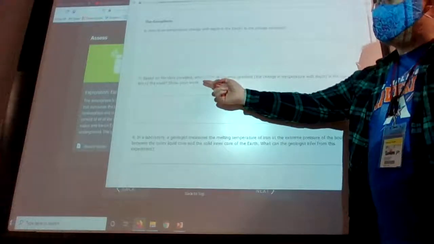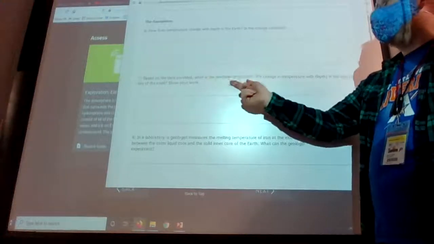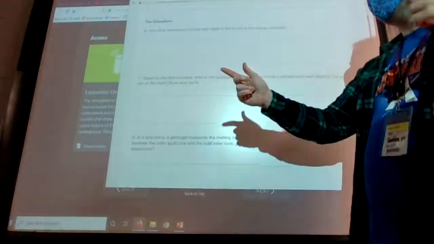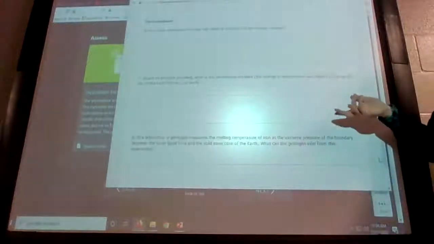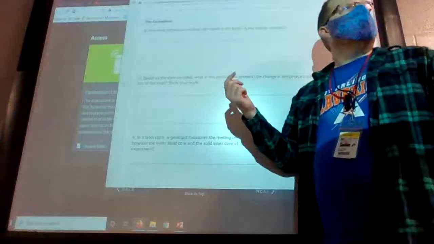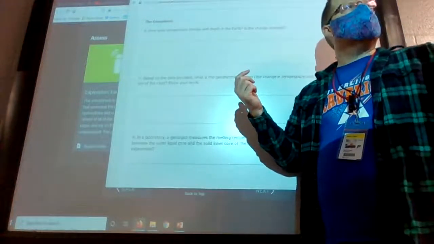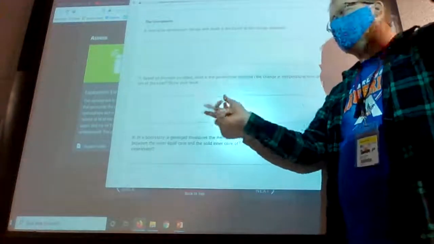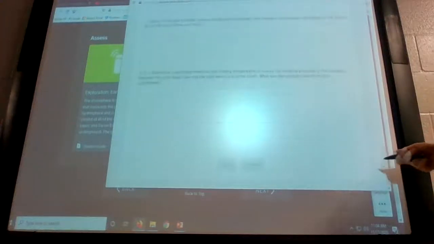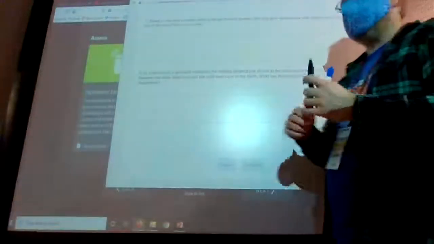Based on the data provided, so they gave us the data, what is the geothermal gradient, the change in temperature with depth for the top 20 kilometers of the crust? Obviously, you can't really show your work on that because this isn't printed out. But that's what you're going to do: 500 degrees Celsius divided by 20 kilometers, and get that answer and put it in here. I showed the work to you, so I trust that you saw it.